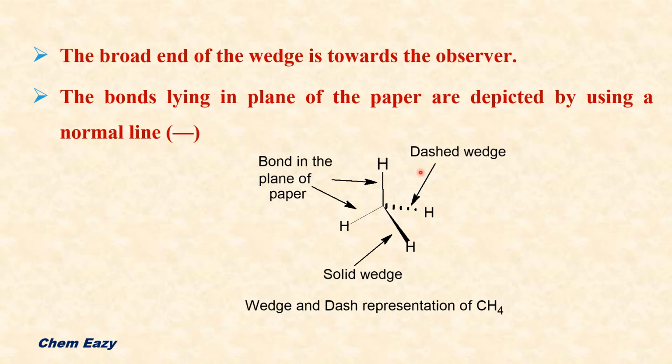So in the structure of methane, here this is solid wedge and this is dashed wedge, and these two are normal lines. For this solid wedge, this is a broad end which is towards the observer, and this is a dashed wedge. This is away from the observer, and this is the broad end of the dashed wedge. And these two bonds are lying on the plane of the paper.